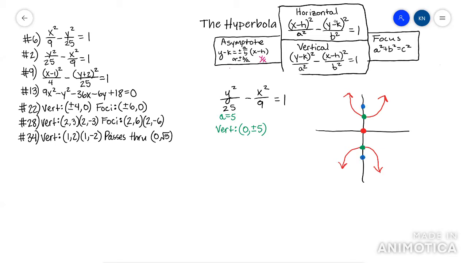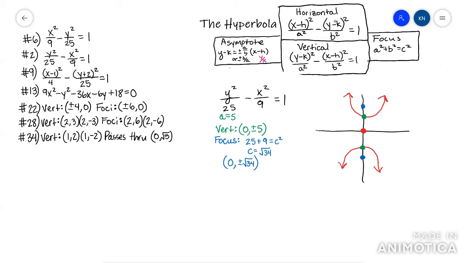Now the next thing I would get would probably be the blue dot, which is my focus. And remember, to get the focus, you just run a squared plus b squared equals c squared. So it's the same thing. You'll get c equals root 34. So in terms of the actual coordinates, again, they're vertical, so they're going on the y values. It'd be plus minus root 34.